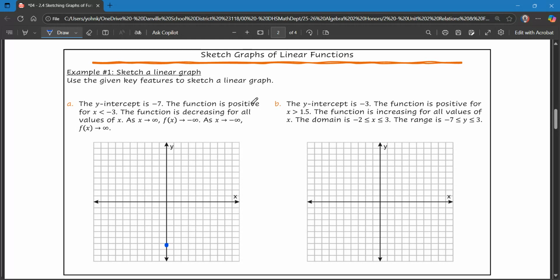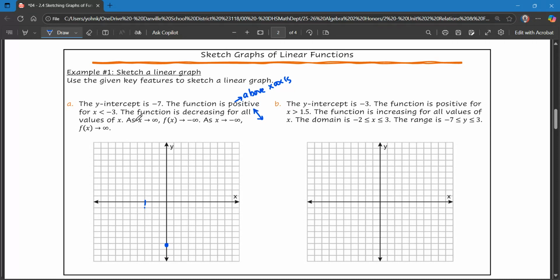The function is positive for x less than -3. That means for all the x's less than -3, so everything that way to the left, the function is positive. Positive means above the x-axis. So that means from here to the left, everything has to be above the x-axis. Okay, the function is decreasing for all values of x. Decreasing means going down left to right. So the picture's got to go down left to right.